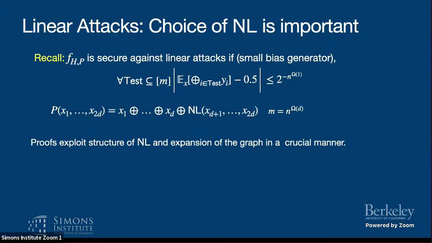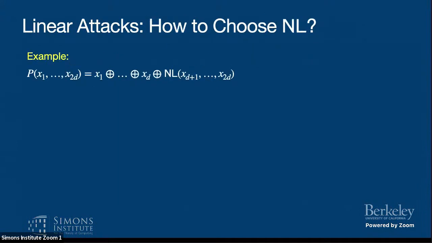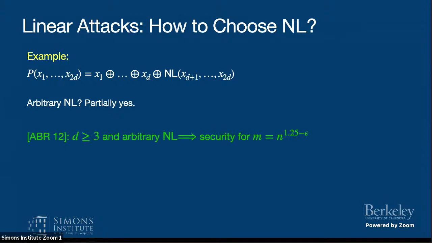Okay, so let's look at linear attacks. Just to recall, this is what we want to do: how do you choose the nonlinear predicate? Well, as a first guess, let's pick any predicate of your choice. Just take any nonlinear predicate, whatever you want. Does this give you a small bias generator? The answer to that question is partially yes, in the sense that if the number of outputs is n to the 1.25, then you can provably show that this will behave like a small bias generator.